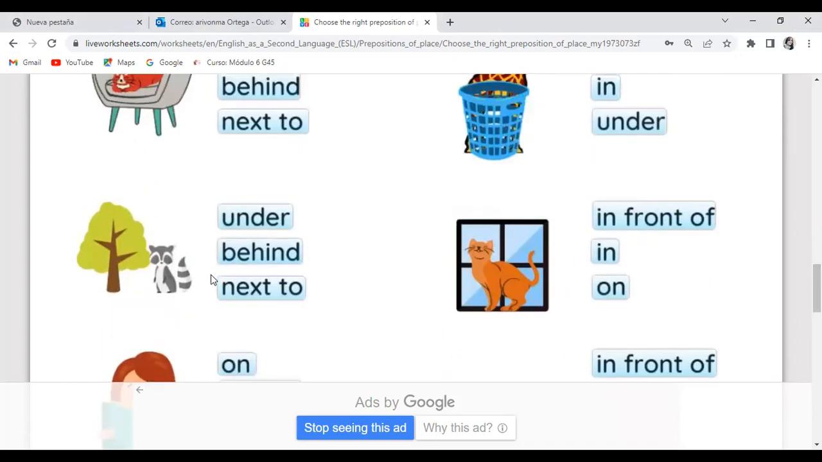What about the raccoon? Look, this animal that you can see here is called raccoon. And in Spanish, we call it mapache. So where is the raccoon? Is it under, behind, or next to? Next to, yes. Catalina, Paola, and Adriana say that it is next to. The raccoon is next to the tree, yes.